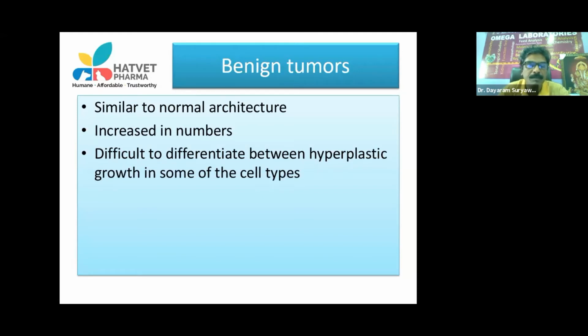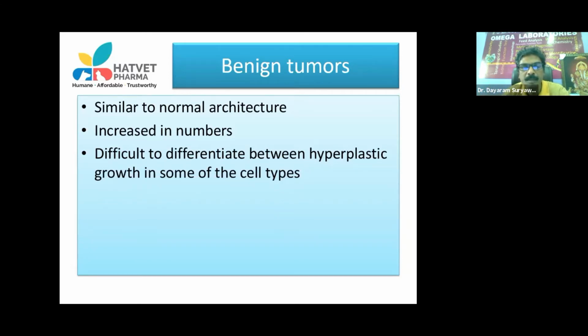Benign tumors will look similar to the normal architecture. The architecture of that particular organ will remain as it is. Say, for example, hepatocytes: when we take smears or cytological cells from the liver, we get cells similar to normal liver cells.